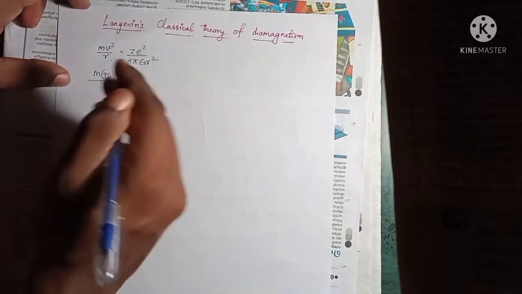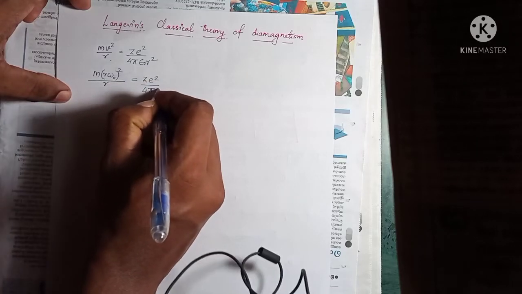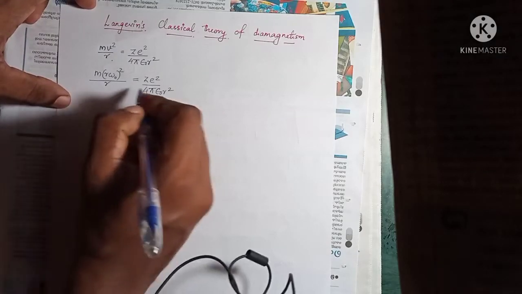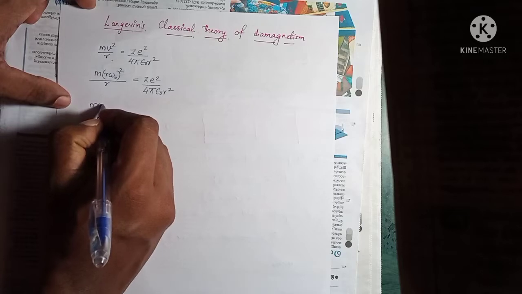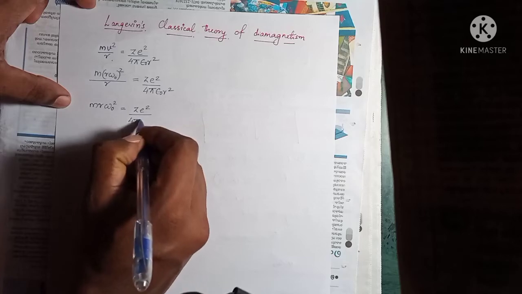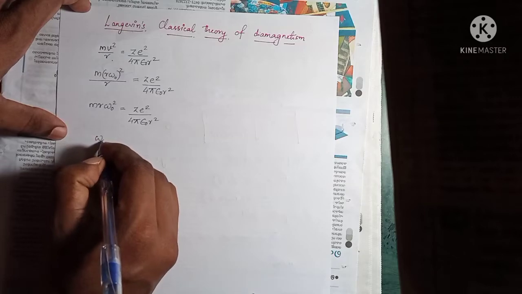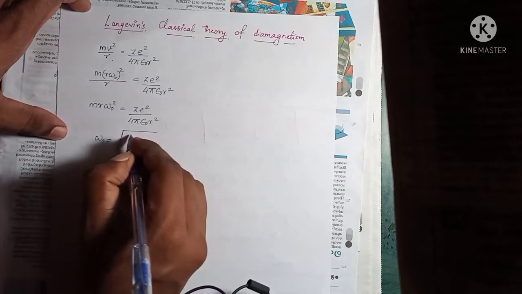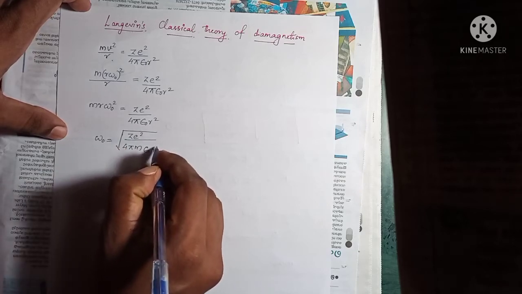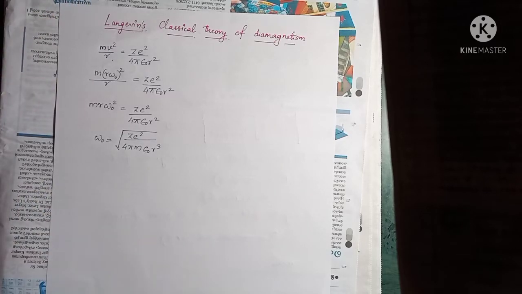And again we can write this as ze square upon 4 pi epsilon 0 r square. Now this can be written as m r omega naught square equals ze square upon 4 pi epsilon 0 r square. Now angular frequency can be expressed as root over ze square upon 4 pi m epsilon 0 r cube. So this is the expression for angular frequency of the electron.